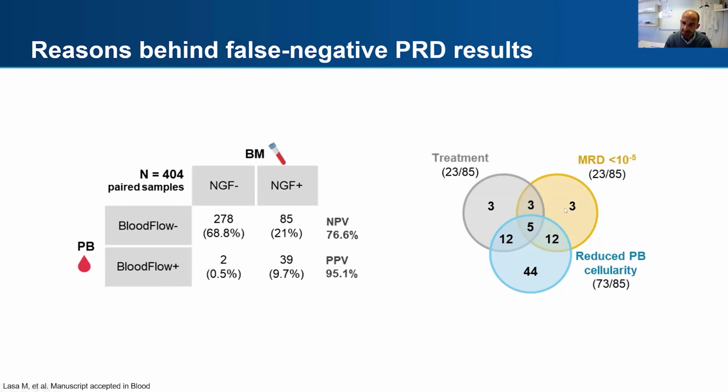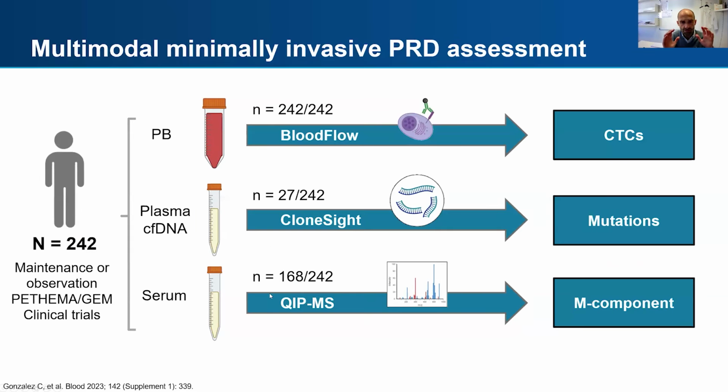Now, after seeing this, we have decided to focus our efforts of delivering tools and strategies for monitoring the patients in the blood only during maintenance or observation if the patient is not being treated until disease progression. So nowadays, this is the only setting in which we are performing PRD assessment. And as you have seen in the previous slide, despite the higher sensitivity of blood flow, it was still not sensitive enough compared to the marrow.